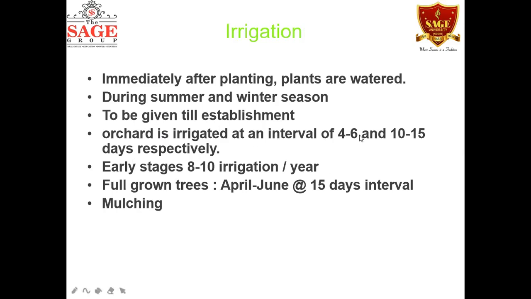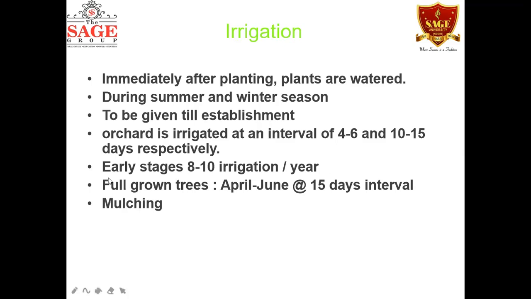Okay, so the orchard can be irrigated at intervals of 4 to 6 days and 10 to 15 days respectively, in summer and winter. So in summer the interval will be less and in winter the interval will be more. In summer you have to irrigate with an interval of 4 to 6 days between two irrigations, and 10 to 15 days during the winter season.